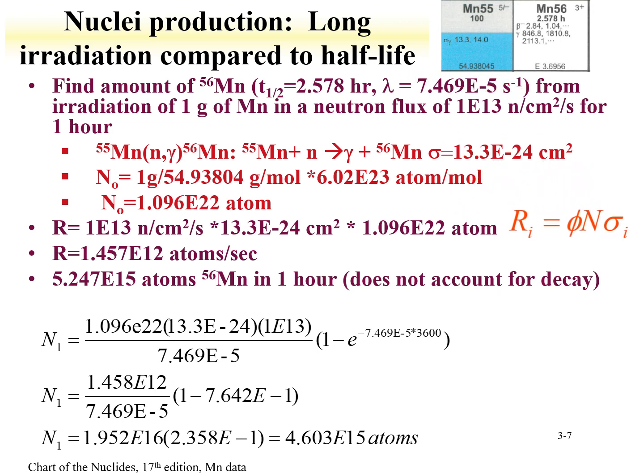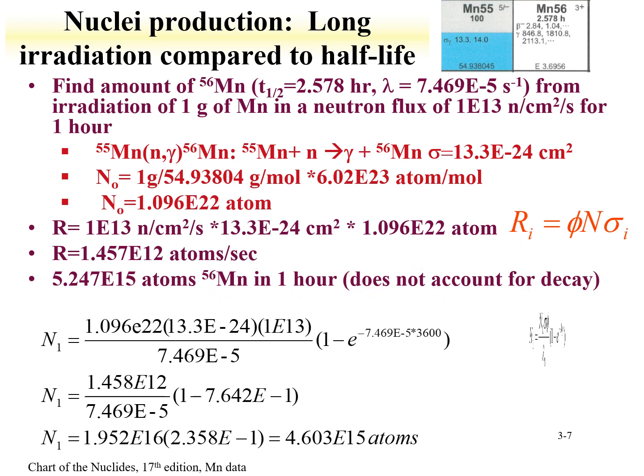Let's use our equation. Let's input the terms. The rate is equal to the flux times the cross-section times the number of targets. We get a rate of 1.45 times 10 to the 12th atoms per second. With 3,600 seconds in an hour, we get a value that we should make 5.25 times 10 to the 15th atoms of manganese-56 in an hour. Now remember, this equation does not account for decay.